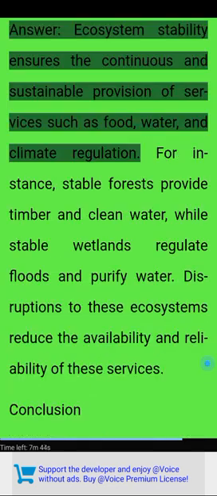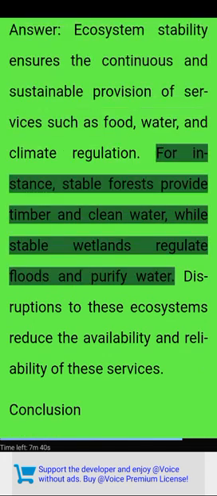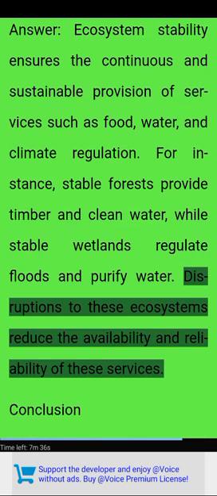Previous year question. Q3 2021: How does ecosystem stability contribute to the continued provision of ecosystem services? Provide examples. Answer. Ecosystem stability ensures the continuous and sustainable provision of services such as food, water, and climate regulation. For instance, stable forests provide timber and clean water, while stable wetlands regulate floods and purify water. Disruptions to these ecosystems reduce the availability and reliability of these services.